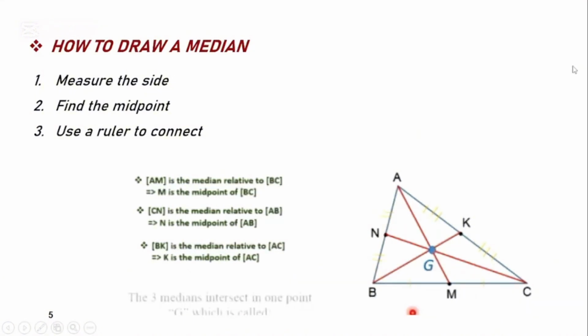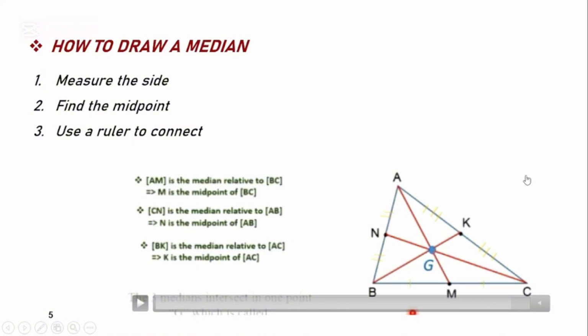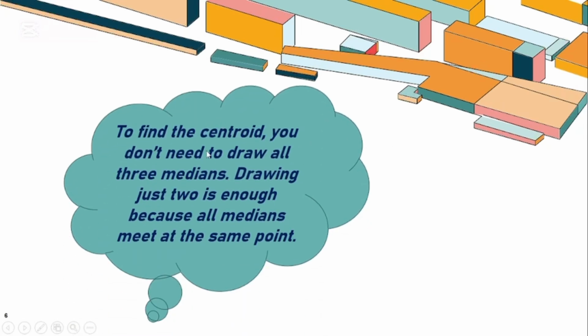So let's ask Zaidan. If I draw only 2 medians, is it enough or do I need all 3 medians? Exactly. 2 medians is enough to find G, the centroid. So, as Zaidan said, to find the centroid, you don't need to draw all 3 medians. Drawing just 2 is enough because all medians meet at the same point.